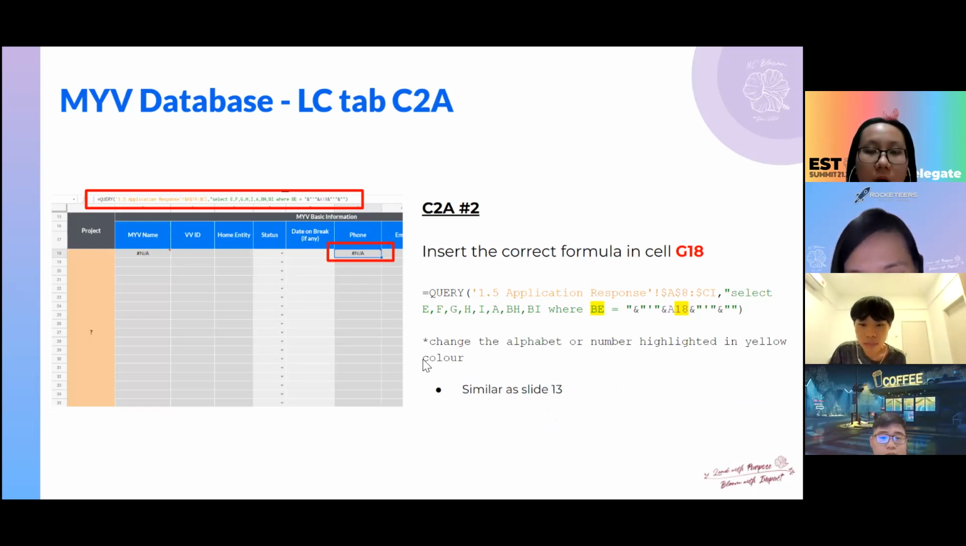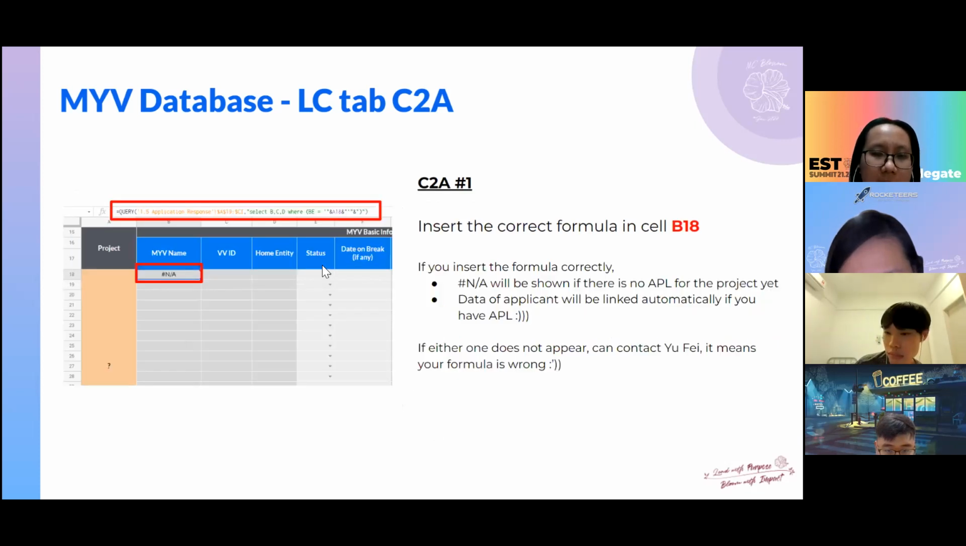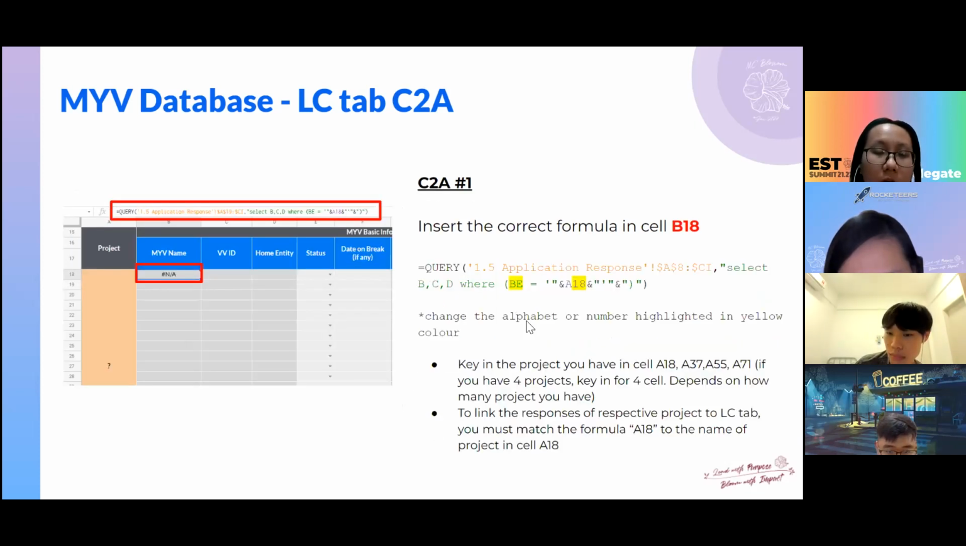And then you need to update it. The second part, A89, is also the same thing, which you can refer to slide 13. You need to update the name of your project, and also make sure A18 is here for a project, and you need to take it to here for a project, you need to put it here.